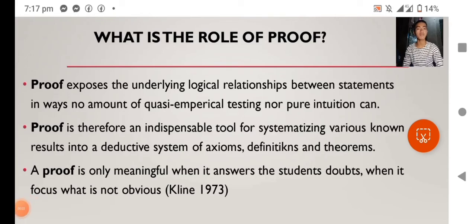What is the role of proof? Proof exposes the underlying logical relationships between statements in a way no amount of quasi-empirical testing nor pure intuition can. Proof is therefore an indispensable tool for systematizing various known results into a deductive system of axioms, definitions, and theorems. A proof is only meaningful when it answers the student's doubts, when it focuses on what is not obvious. Klein, 1973.